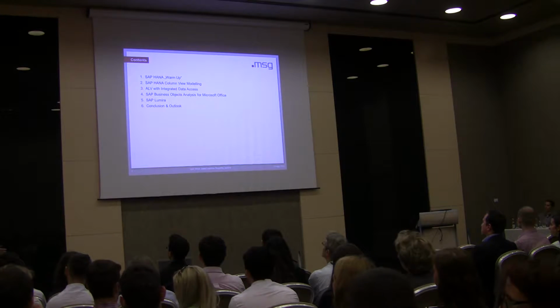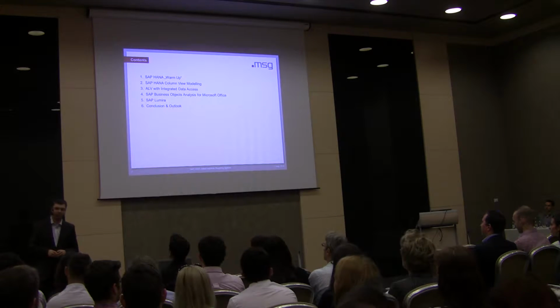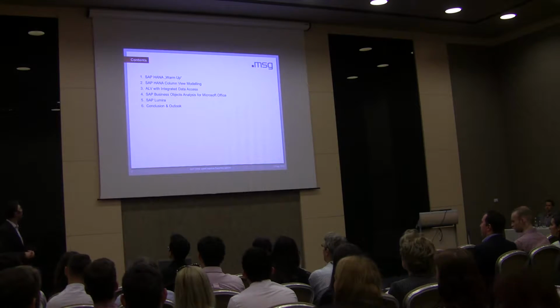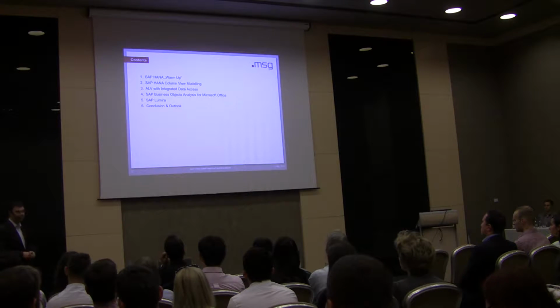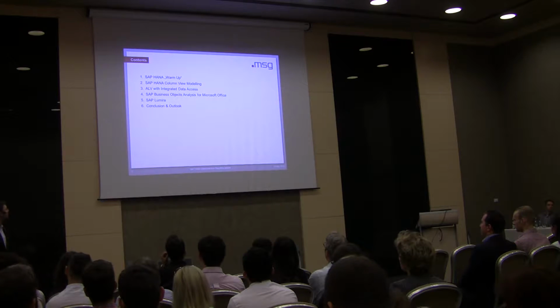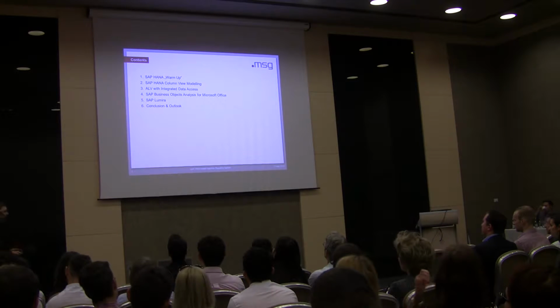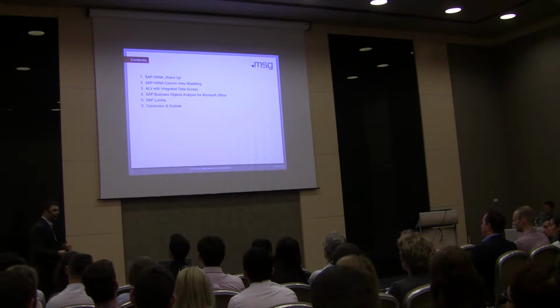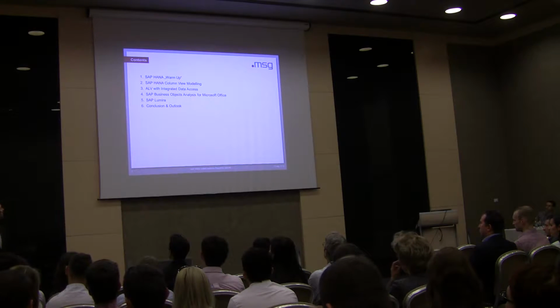Next point is for the classical ABAP development. I think most of you know the SAP List Viewer, the ALV. There is a new version called ALV with integrated data access. Then a tool out of the Business Objects universe called Analysis for Microsoft Office. Here you can really report real-time data in your Excel or in your PowerPoint.